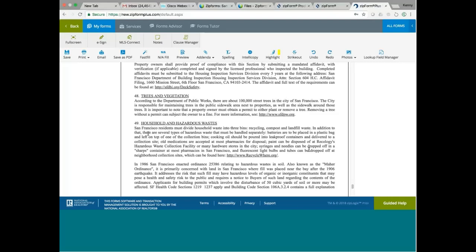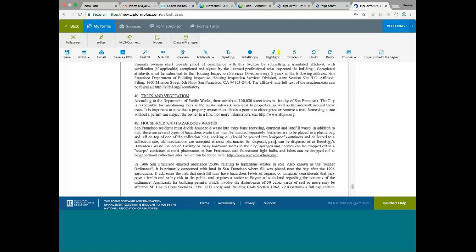In addition to that, there are several types of hazardous waste that must be handled separately. Batteries are to be placed in a plastic bag and left on top of one of the collection bins. So if you have battery, you can't just dump it into the bins. Cooking oil should be poured into leak-proof containers. So, okay, make sure the container is leak-proof. And delivered to a collection site. So they have a collection site for cooking oil. All medications are accepted at most pharmacies for disposal.